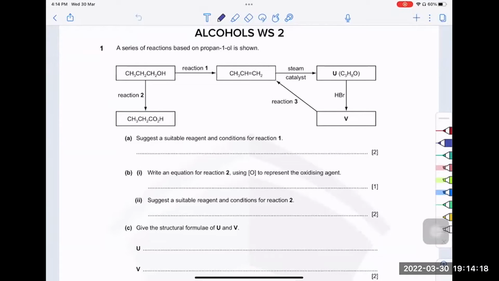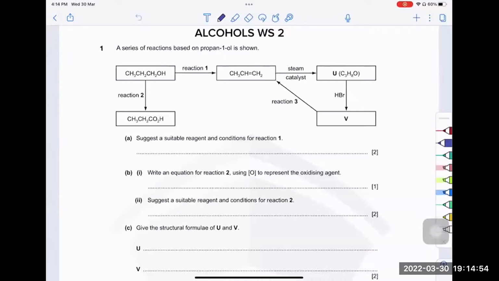Okay, a series of reactions based on propan-1-ol is shown. It's a primary alcohol, as you can see, because OH is attached to one carbon, which is then attached to just one more carbon. And in reaction one, you can clearly see that OH and H have gone away, and there's a double bond there. That's an elimination reaction, and that happens when you have concentrated sulfuric acid. Those are the things that you need to know about: high temperature, concentrated sulfuric acid. But saying high temperature is not enough. We need to be specific. So 250, 200 degrees Celsius, that's good enough.